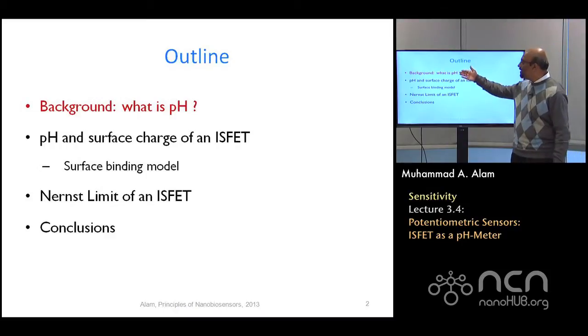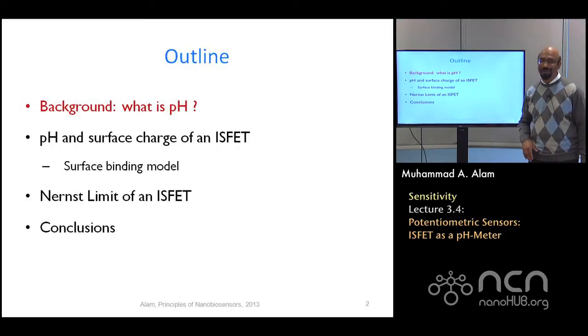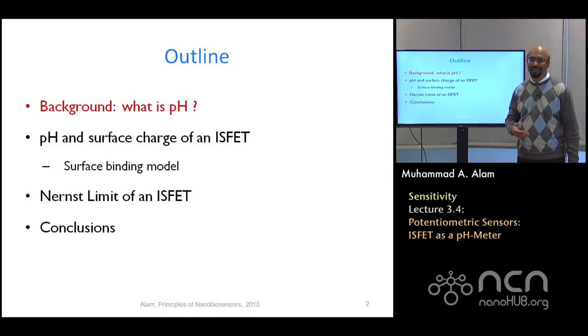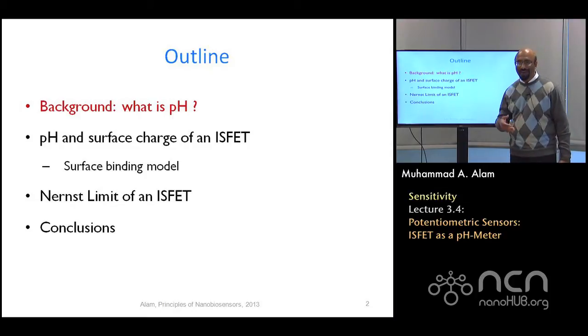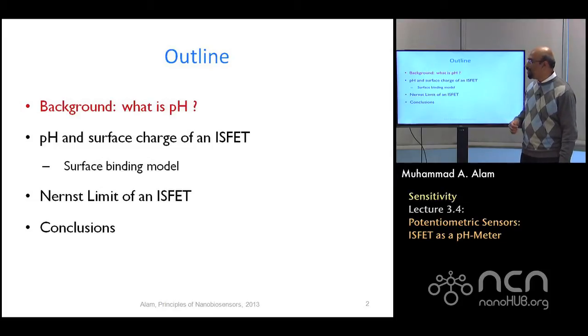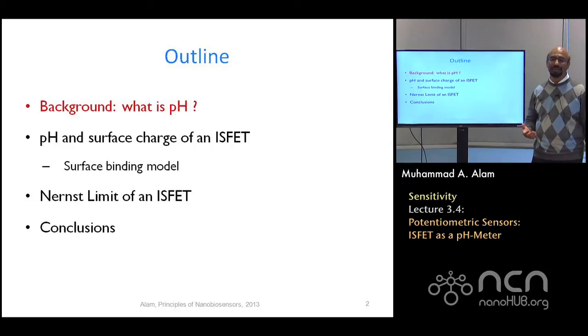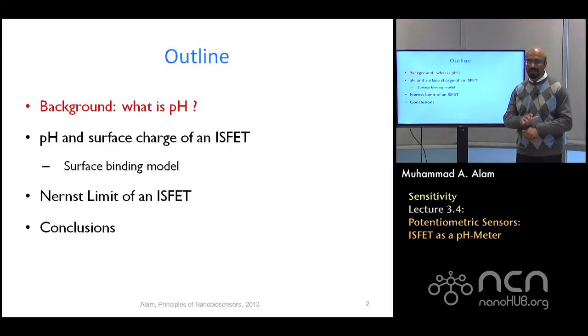I will begin with a reminder about pH. pH is potential of hydrogen. Now, unless you really liked your chemistry class in college, you may not remember everything about pH, so I'll give a quick reminder. And then we'll talk about how this pH gets reflected on the ISFET and do a quantitative calculation using something called the surface binding model. You'll see it's pretty simple and will give us the total amount of charge as a function of pH on the sensor surface.